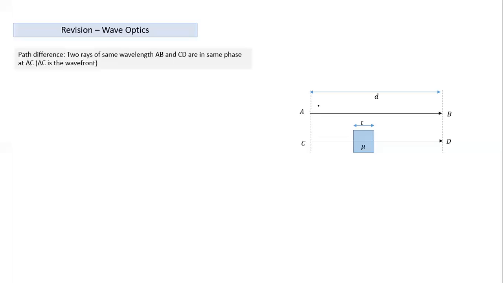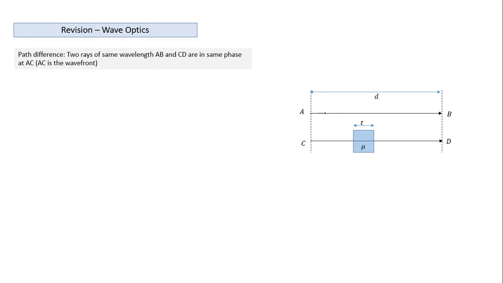So again, we understand what path difference is. When we talk about YDSE or interference, we are mostly interested in path difference. Path difference determines phase difference, which in turn affects our intensity. So let's take a case here: two rays of the same wavelength, where A, B and C, D are in the same phase.